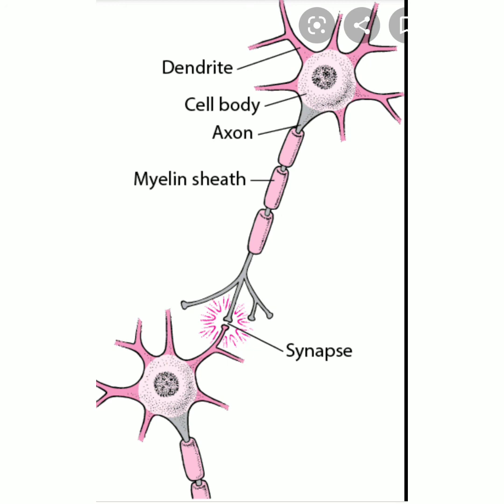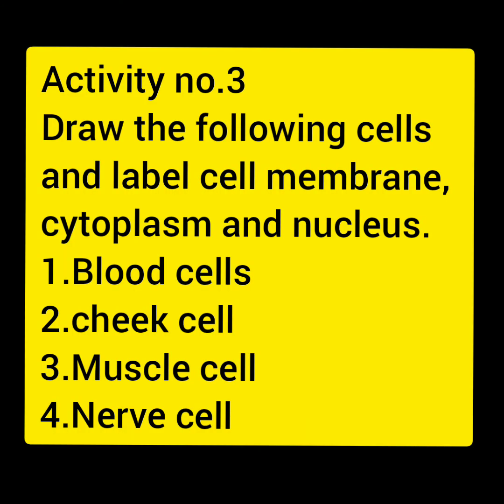Here comes our activity number 3. Draw the following cells and label cell membrane, cytoplasm and nucleus. First one is blood cell, second one is cheek cell, third one is muscle cell and the fourth one is nerve cell. Okay, you can draw it in your science notebook.